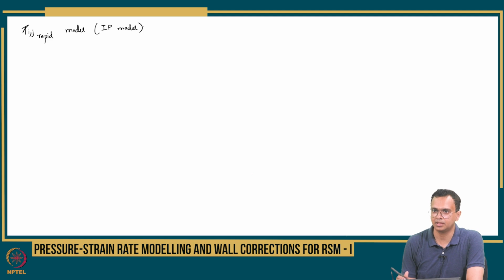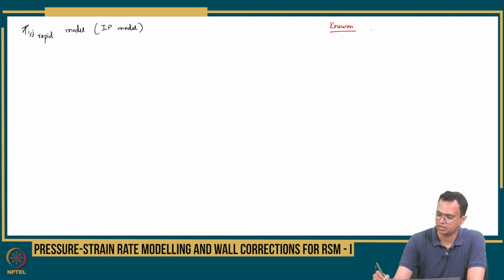So the slow term is still remaining, and if you recall, we tried to establish a relationship between the pressure strain rate and the known terms, which is the mean strain rate. So the knowns were: I have access to the mean strain rate, I have access to the Reynolds stresses itself and the dissipation rate. These are the knowns, and we linked the pressure strain rate rapid term to these two.